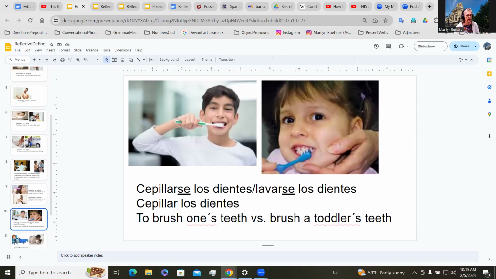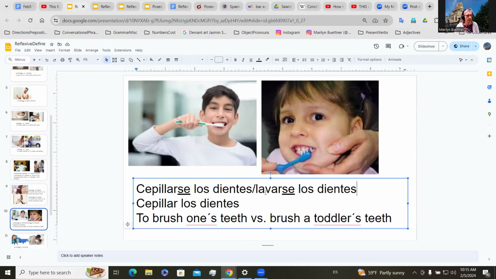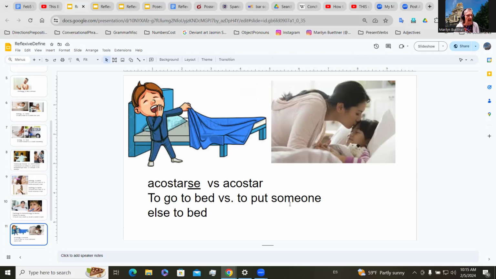Here's another daily routine, and both these verbs are used for talking about cleaning our teeth, and that is either cepillarse los dientes, which literally is brush your teeth, or lavarse los dientes, literally washing your teeth, which is what brushing your teeth is about, cleaning them up, right? So people will interchangeably use either verb to talk about brushing your teeth.